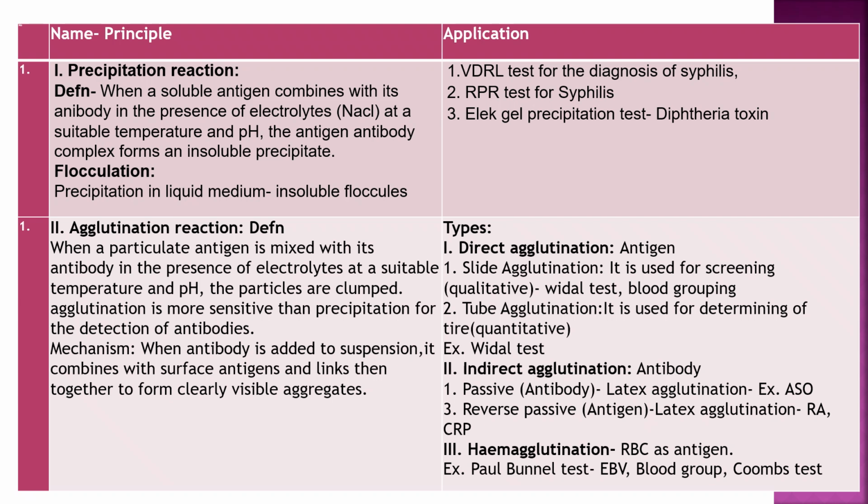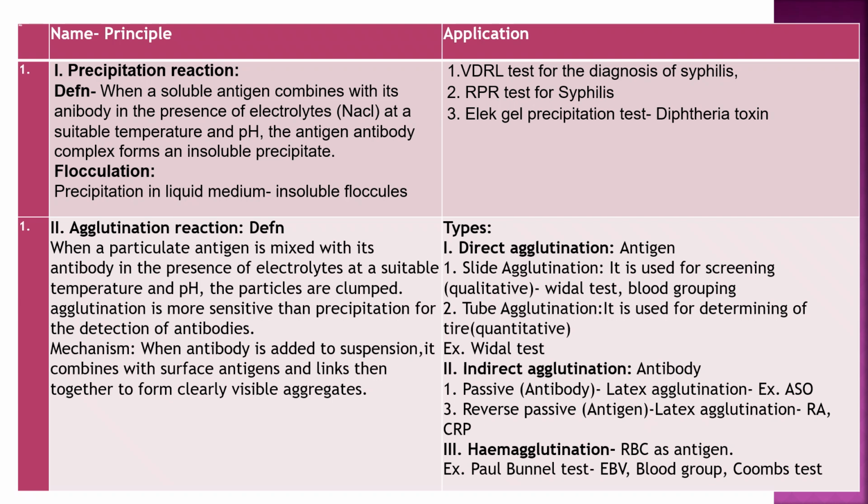And agglutination has many types. Direct agglutination is for antigen detection. It can be done by slide method and tube method. Slide agglutination is used for screening, that is the Widal test and blood grouping. Tube agglutination is used for confirmation, that is the tube method for the Widal test.